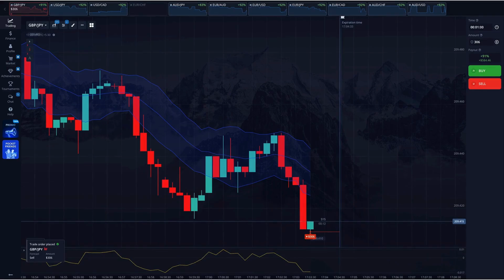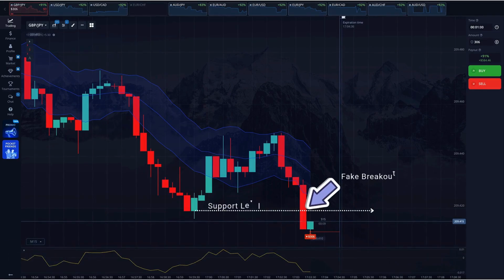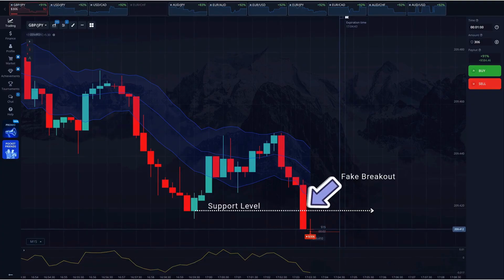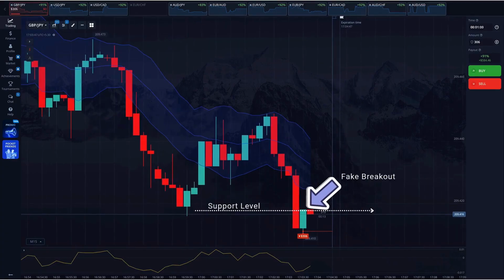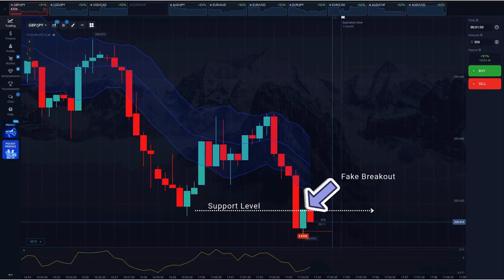Now, I want to show you the flip side. I recorded this specific trade to show you exactly how the market traps beginners. On the surface, this looks like another sell signal. The price broke the lower channel and the momentum seems strong. But look closer. Do you see that invisible floor? We are smashing right into a previous support level.